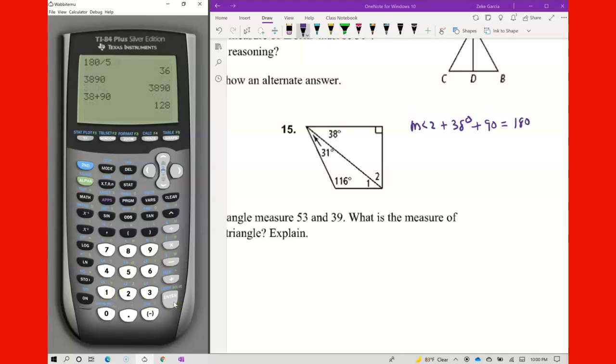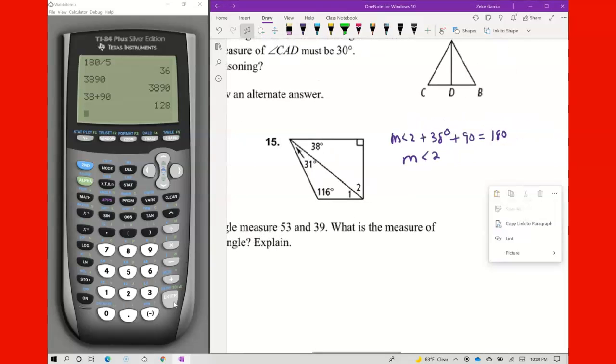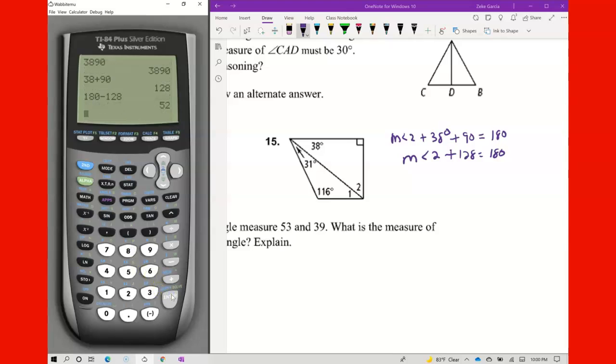So you have the measurement of angle 2 plus 128 equals 180. So what you do with 180 and 128, you're going to subtract. So you have 180 minus 128, because you have to subtract 128 from both sides. So we know that the measurement of angle 2 is equal to 52 degrees. So this angle is 52 degrees.